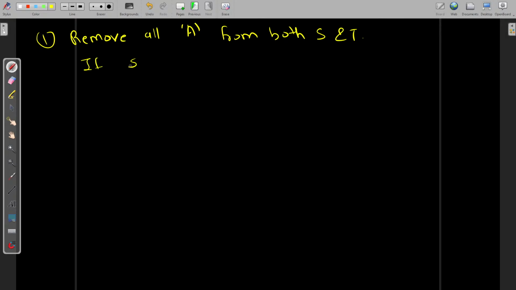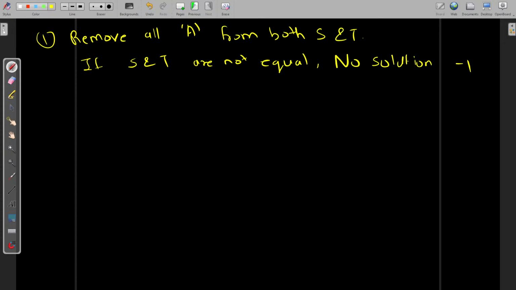So the first part is to remove all A's from both strings S and T. If S and T are not equal after this, then there is no solution possible. You can just print -1.